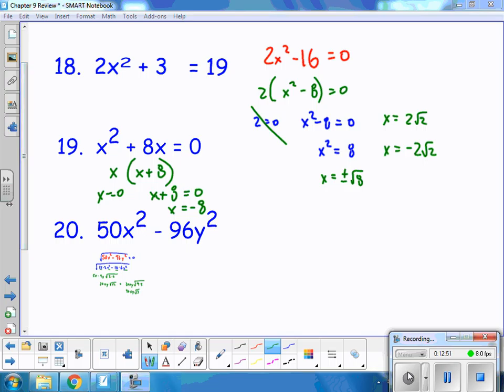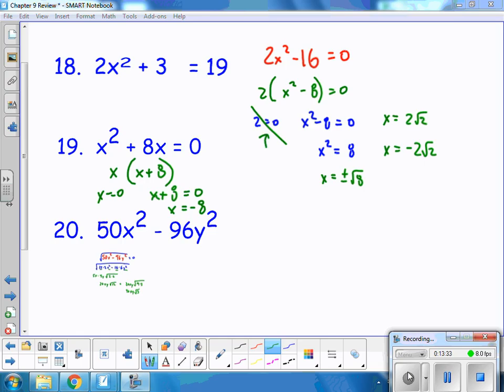For number 18, I factored out a 2 once I got the 19 over to this side and saw that negative 16, and I ended up with x squared minus 8. It would be really nice if it was minus 4, because then I'd have a difference of squares, and it would be x plus 2, x minus 2, but it isn't, it's minus 8. So I ended up running down the road of radicals. I found that x squared equals 8, so x equals plus or minus the square root of 8. I factored out the 4, which became the 2, and there I am. So my answer is 2 times the square root of 2 and negative 2 times the square root of 2, and 2 equals 0, that drops out.